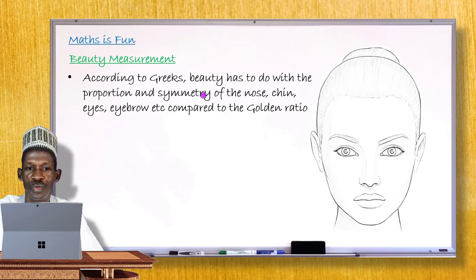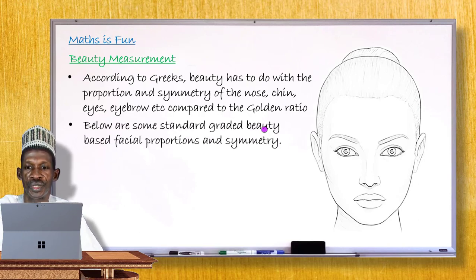And these ratios, when compared to the golden ratio, that is 1.618. If those ratios are close to 1.618, then that face is considered to be beautiful, depending on how close it is. Let's take typical examples of some of these ratios. Below are some of the standard graded beauty facial ratios and the symmetry. I'll take you through some of these proportions and symmetry. Let me use this typical example.